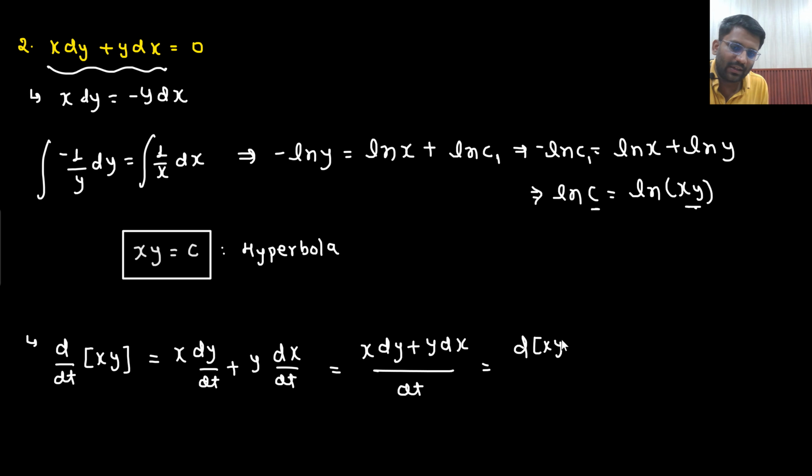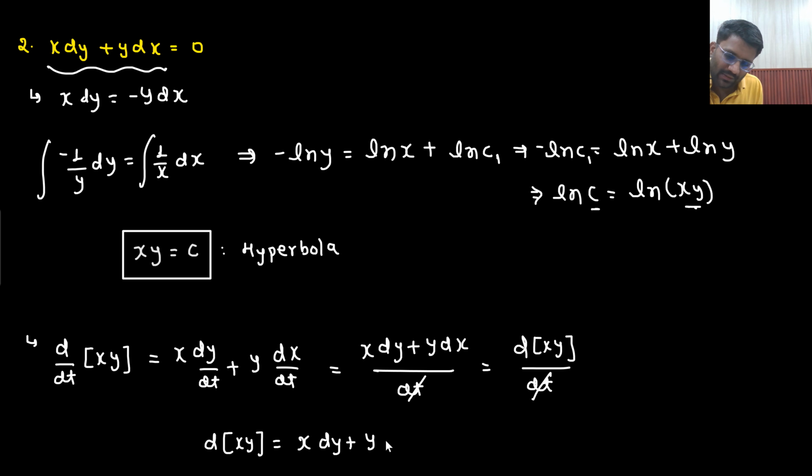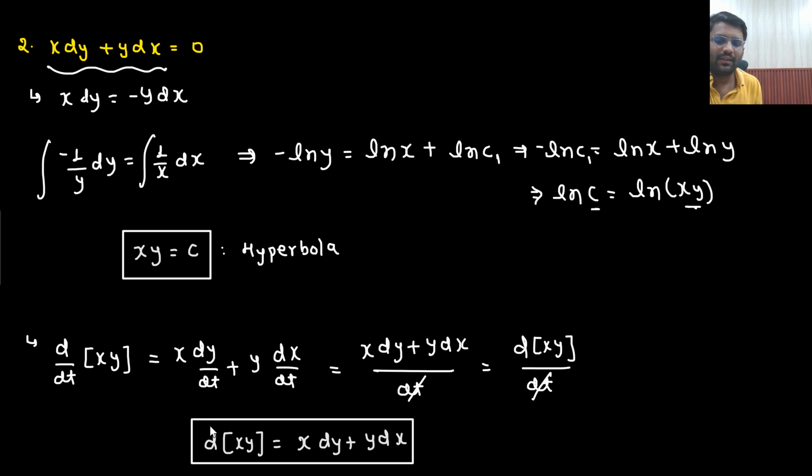So can I write it in this way: d of xy divided by dt. That means dt gets cancelled out. d of xy comes out equal to x dy plus y dx. You will always remember it. d of xy would come out equal to x dy plus y dx. So directly how could I have solved it? Sir, x dy plus y dx is nothing but d of xy equals 0.